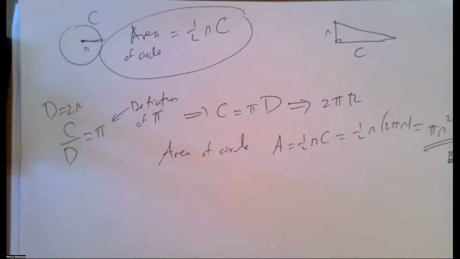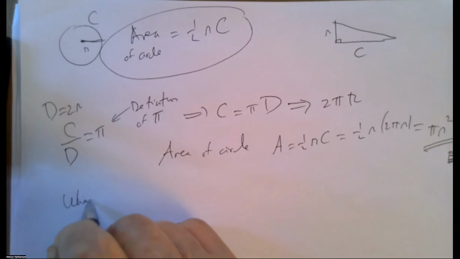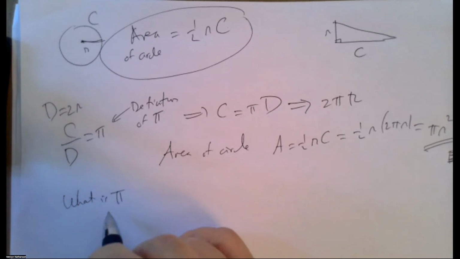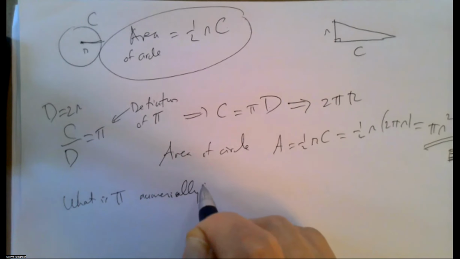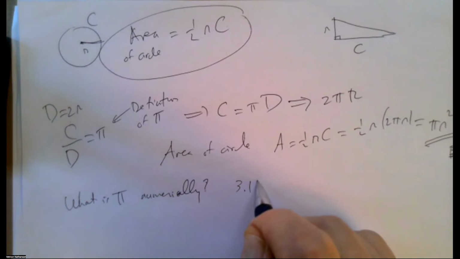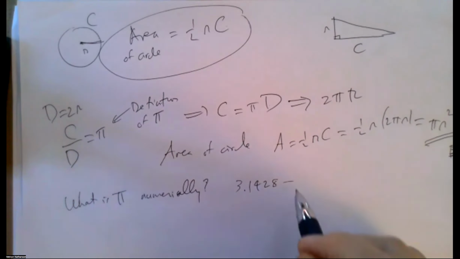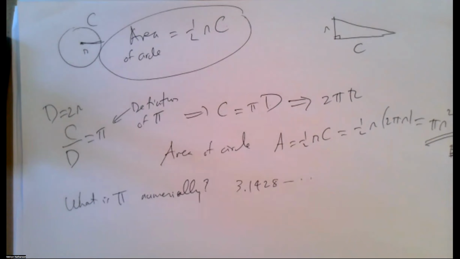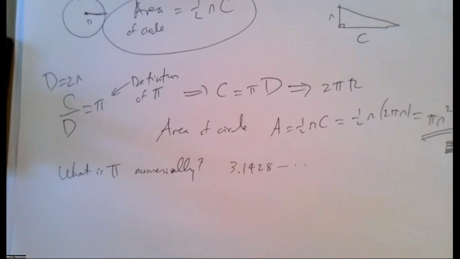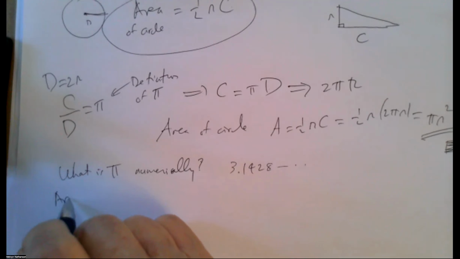Now, what is pi, numerically? I mean, they teach you that pi is 3.1428, whatever, right? In fact, the decimal expansion of pi, if you're using decimal expansions, goes on forever. I'll come back to that in a second. But the Greeks didn't have decimals. They just had fractions.